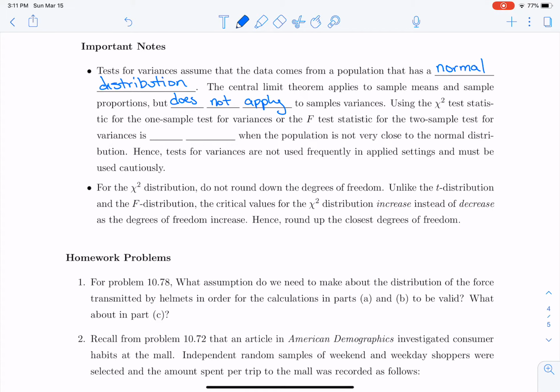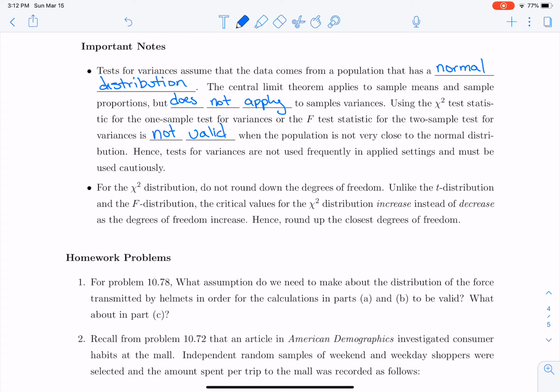So a large number of samples does not mean that we necessarily have a chi-square distribution for the variances. So using the chi-squared test statistic for one sample test for variances or the F-test statistic for two sample tests for variances is not valid when the population is not very close to the normal distribution. So tests for variances are not used very frequently in applied settings and must be used cautiously.